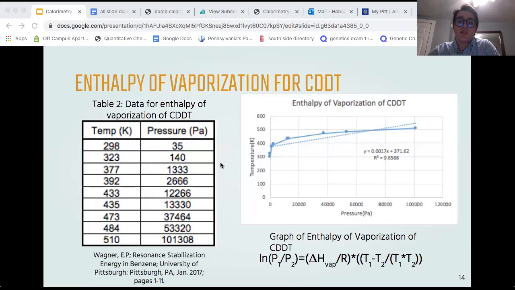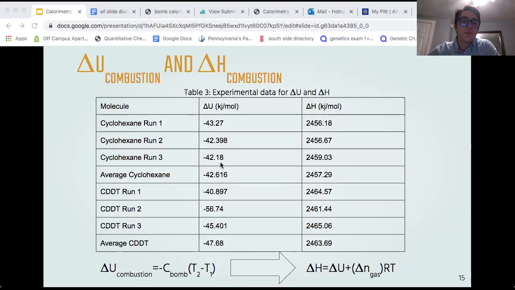Using the data given in our experimental handout, we were also able to use the equation below, the bottom right, to calculate the enthalpy of vaporization of CDDT. When we plug the data from the left table into this equation, we actually get a value of 44.37 kilojoules per mole. And then we're able to use the data from the table on the left to obtain the plot on the right, which shows the vaporization of CDDT as it changes.